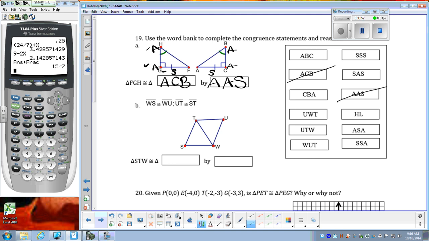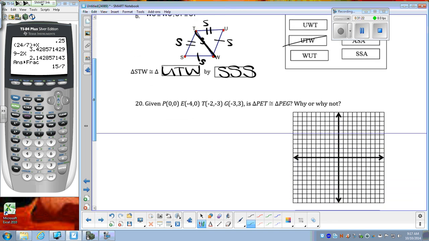And then for B, I know WS is congruent to WU. Side UT is congruent to ST. And both triangles use WT, so this is another side. So my two triangles are congruent by side, side, side. And I know that STW, I went from 2 marks to no marks, so that's congruent to UTW. And now I'm on to number 20.